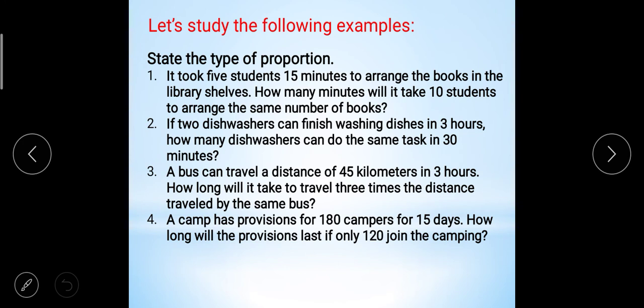Pag direct po, parehong tumataas or parehong bumababa. Pag inverse, yung isa tumataas, yung isa bumababa. Okay, inverse. How about number 3, Maurice? Do you think it is a direct or inverse?